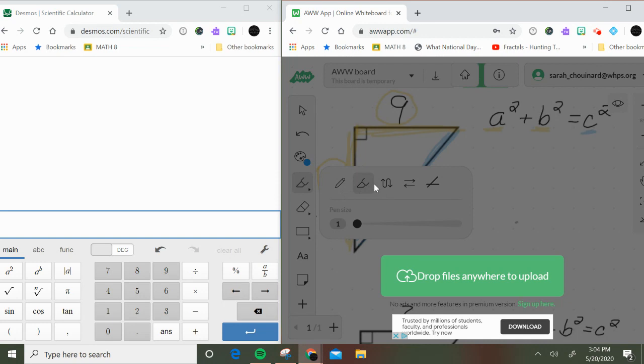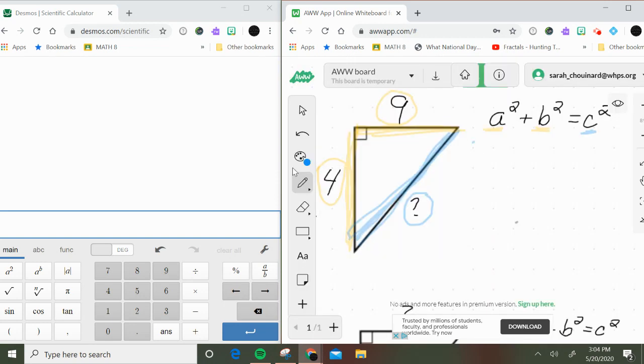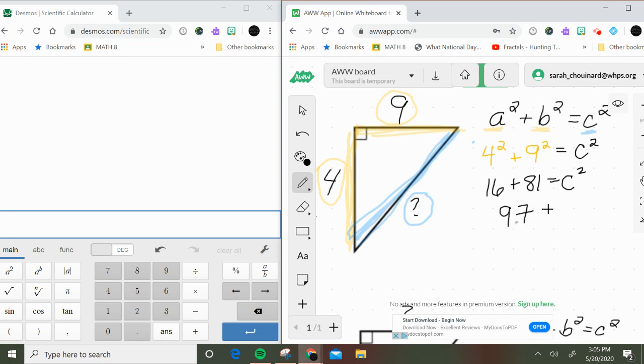So let's go ahead and plug in 4 for a, so 4 squared, 9 for b, 9 squared, and let's see what that gives us for c squared, which is what we're trying to find. So 4 squared, 4 times 4 is 16, 9 squared, 9 times 9 is 81, that is equal to c squared. And so if we add those up, we get 97 equals c squared, but that's not this missing side. We still have to take the square root of both sides to see what c is.